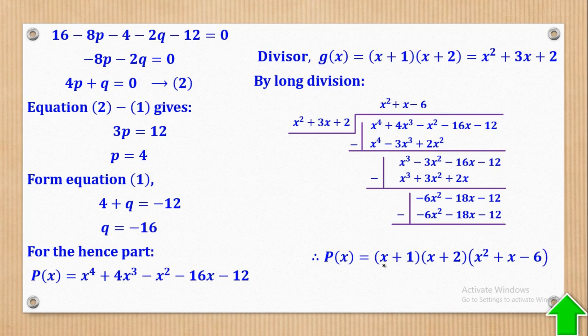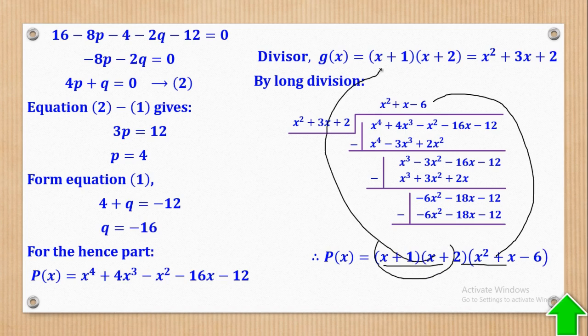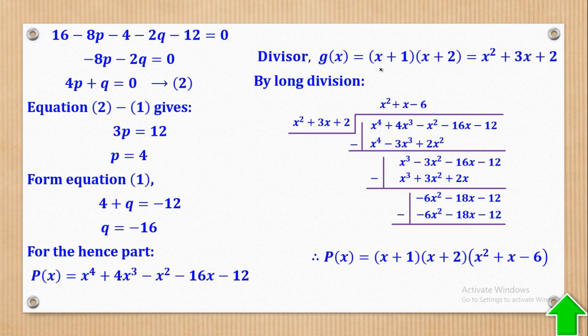Therefore, P(x) will be equal to this plus that. So this one is what we call this. And these two form the divisor, which is already factorized. So I can factorize this one, and when I factorize it I'll come up with this. So in the end, I'll have factorized completely.